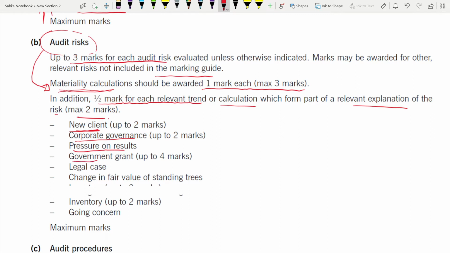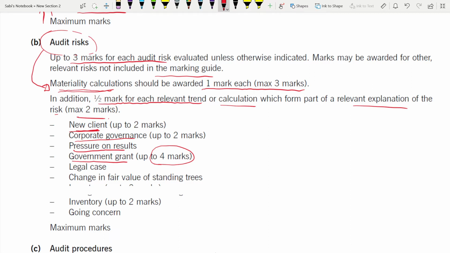Then government grant, up to 4 marks. More marks is here. Because you have more points, you can write more in this. Wherever more information is given in the scenario to write, marks will be more in that one. For example, government grant is one of it. Government grant has been repeated in many exhibits, not just one.